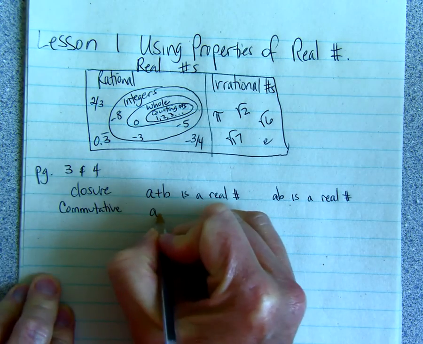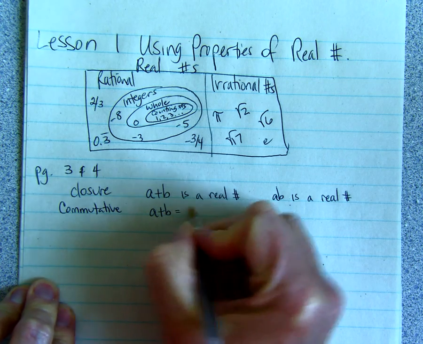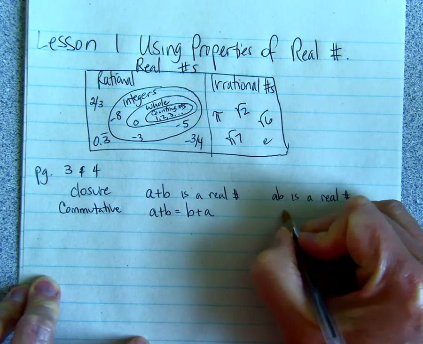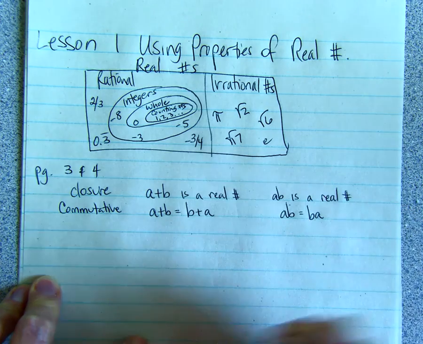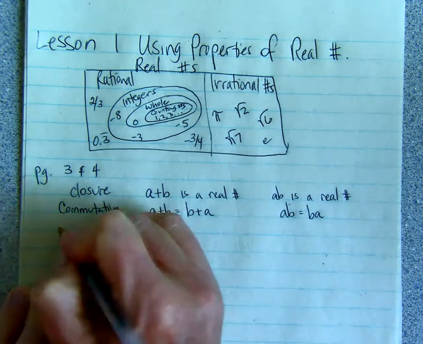The commutative property of addition just says that if you add two numbers together, the order doesn't matter. And if you multiply, the order doesn't matter. You can just switch the orders.